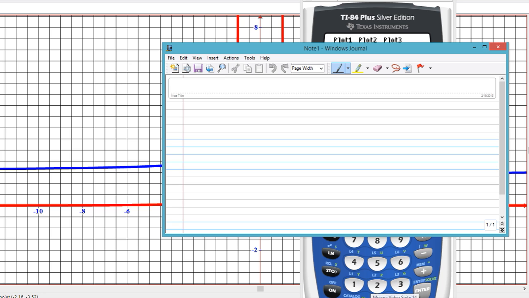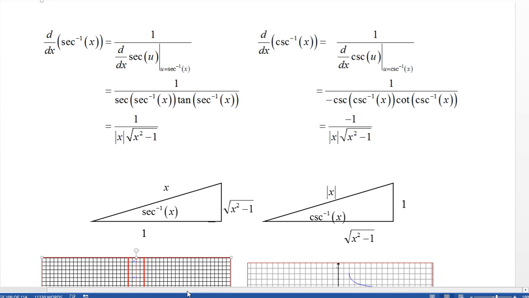Which one are we doing here? We're doing inverse secant.